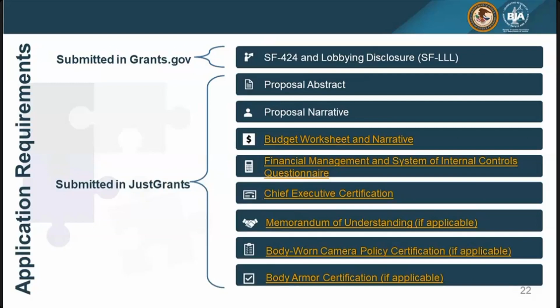As you can see, only the application for federal assistance, or the SF424, and the disclosure of lobbying activities form are completed and submitted in grants.gov. The other application components are to be submitted in Just Grants.